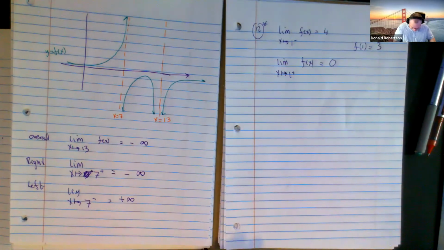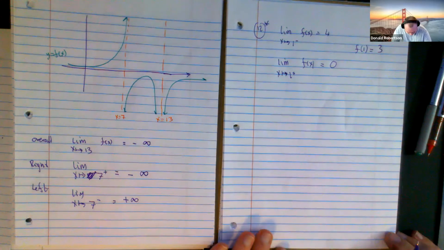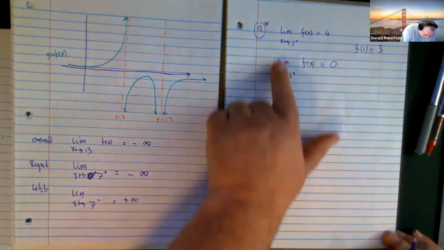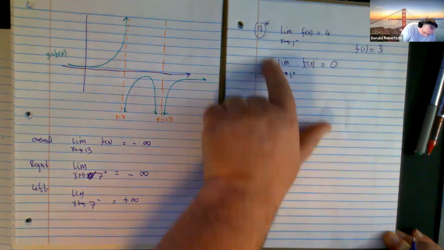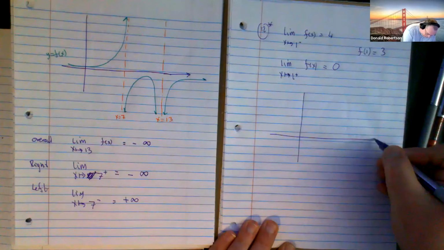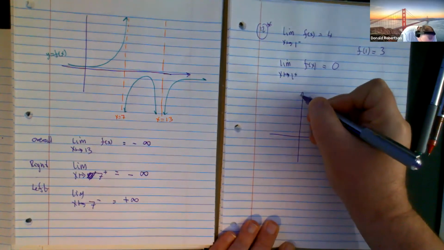And so basically we are going to sketch a function that has these properties. So I would draw an axis. I would choose 1.